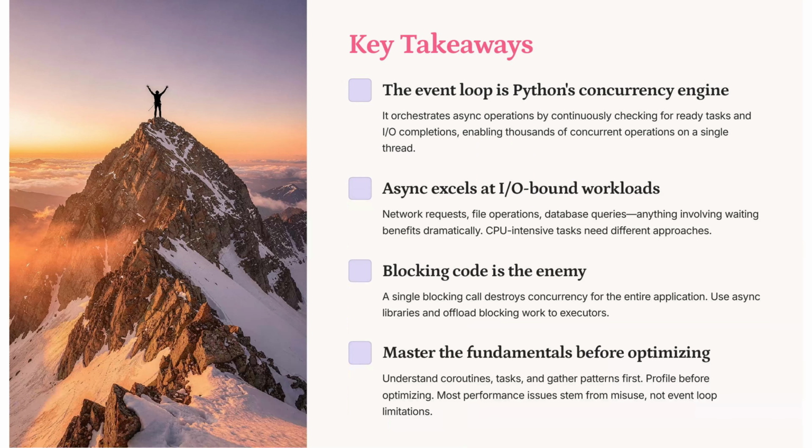The event loop is Python's concurrency engine, managing async operations by checking for ready tasks and I/O completions. It excels in I/O-bound workloads like network requests and database queries. Avoid blocking code as it disrupts concurrency. Master coroutines, tasks, and gather patterns before optimizing, as misuse often causes performance issues.